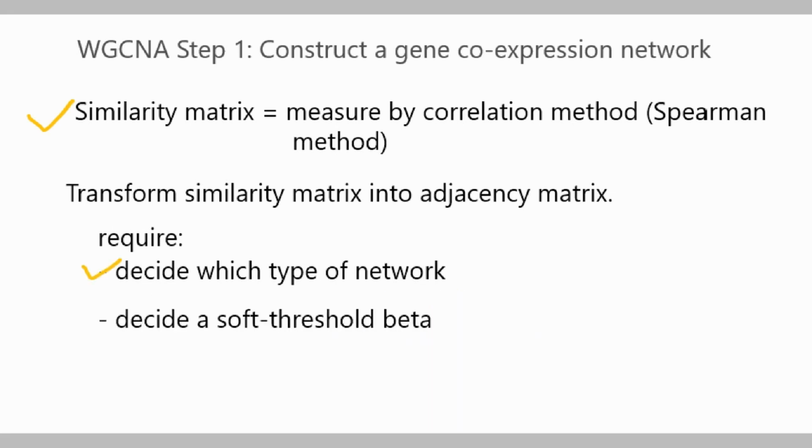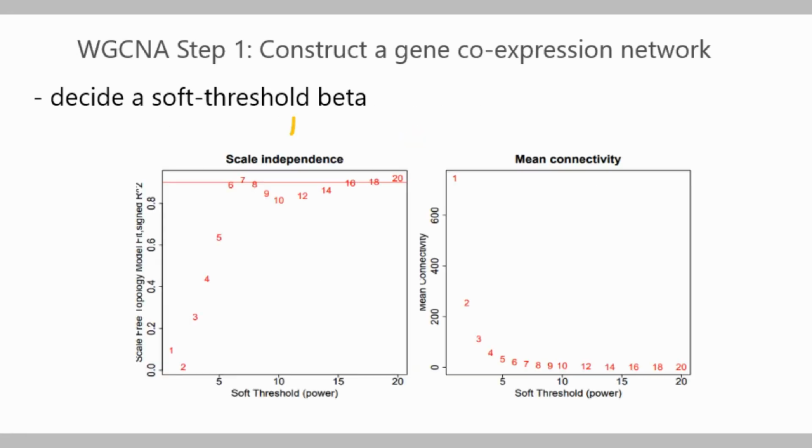After we choose the type of the network, next, soft threshold beta values are evaluated to determine the most appropriate beta to transform the similarity matrix into a scale-free network. So, to mimic a scale-free network, there is a formula to calculate mathematically how to get a scale-free network. There are two ways to decide: first, the scale-free topology fit index, and second, the mean connectivity graph.